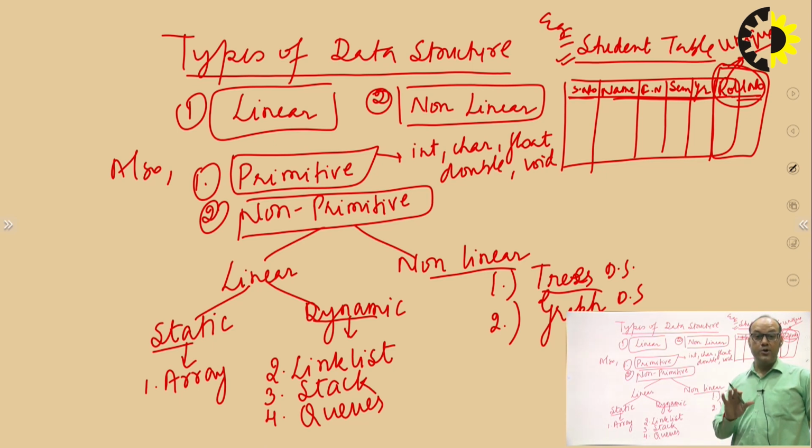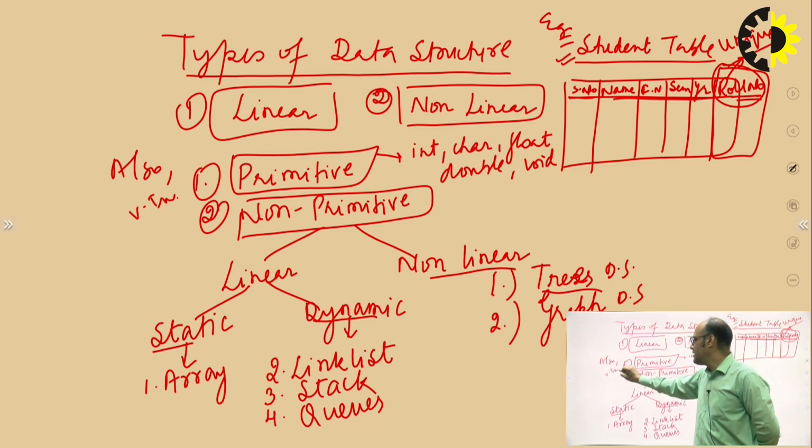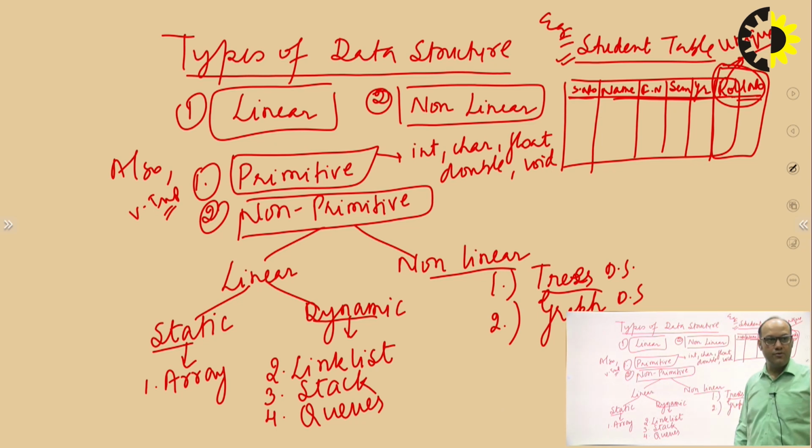So we need to align those elements, that information, in computer memory properly. For that we need different types of data structures. Data structures have two classifications defined in different texts: primitive and non-primitive. This differentiation is very important from the exam point of view. Types of data structure, or classification of data structure.